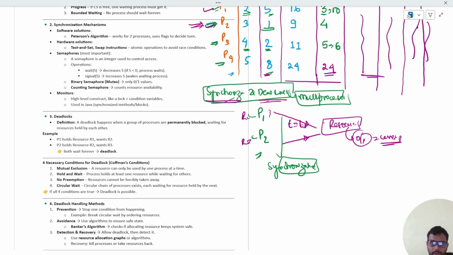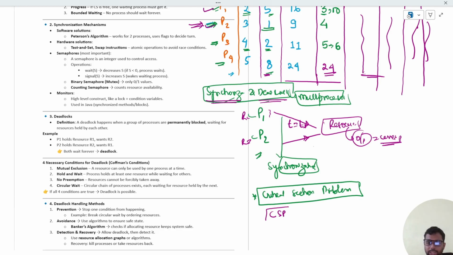Now there is another important term, which is known as the critical section problem. What is that? Understand that, then we'll move on to the theory part. The critical section problem, or CSP, is a problem related to a part of the code. P1 and P2 are processes, but these are basically some code which the processor is executing.